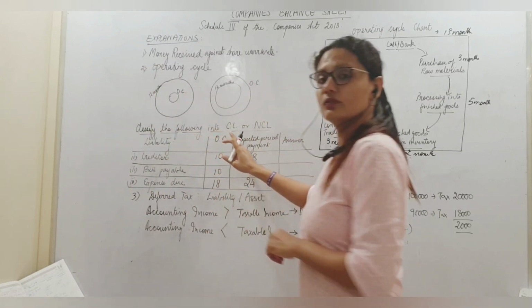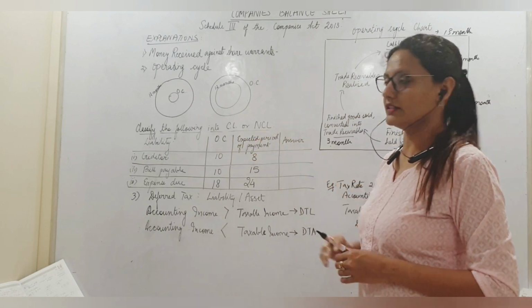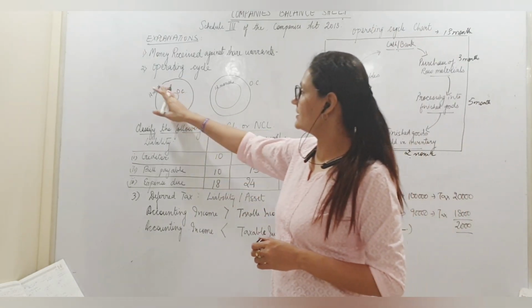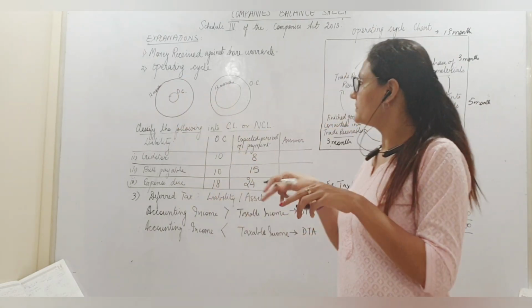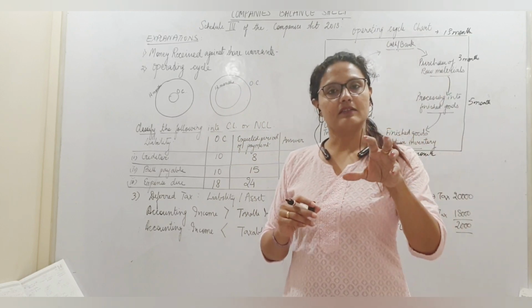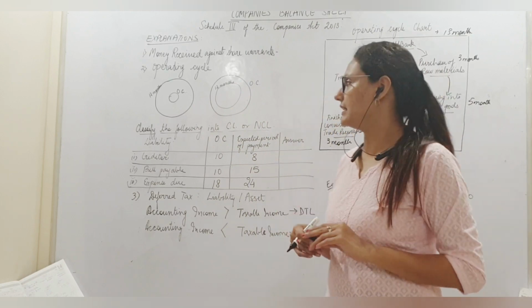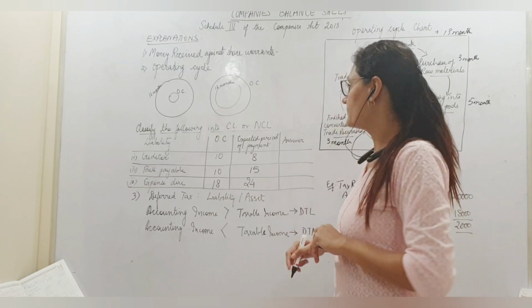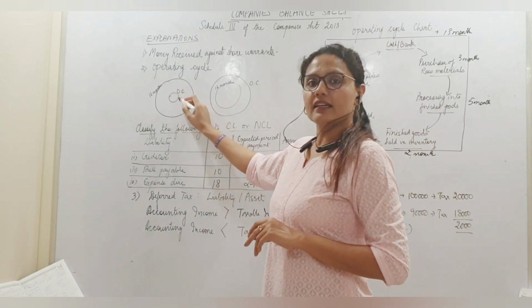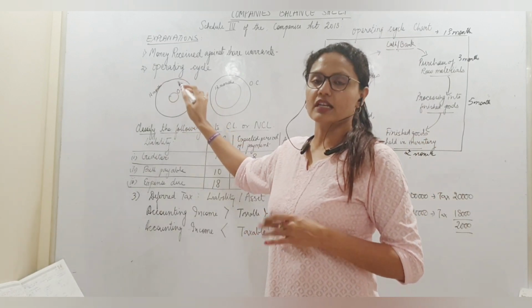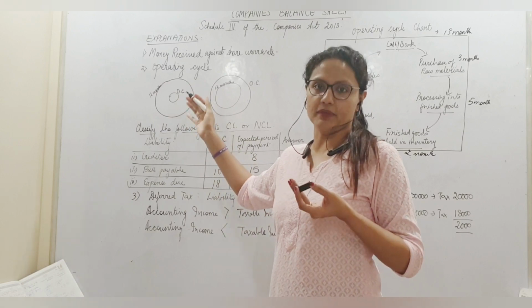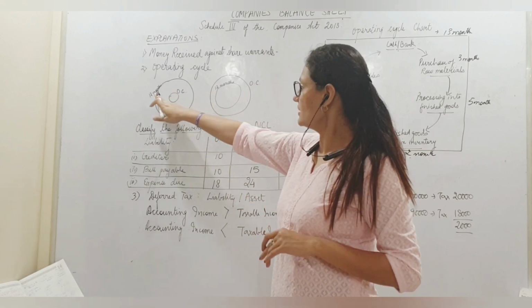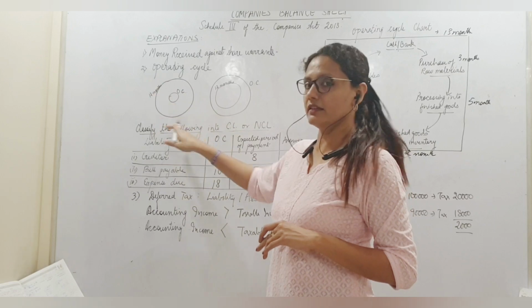Classify the following into current liability or non-current liability. And these sets will help you classify them very easily, to visualize it basically. This is the operating cycle, which can be less than 12 months also. A company can have an operating cycle of 8 months maybe. So 12 months here, and this is the year.